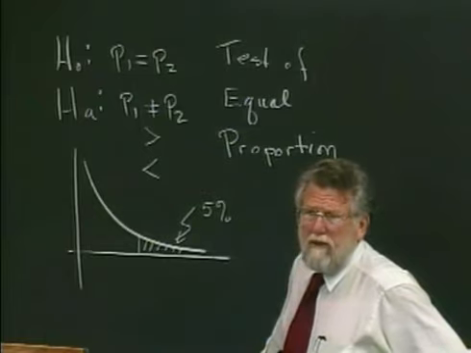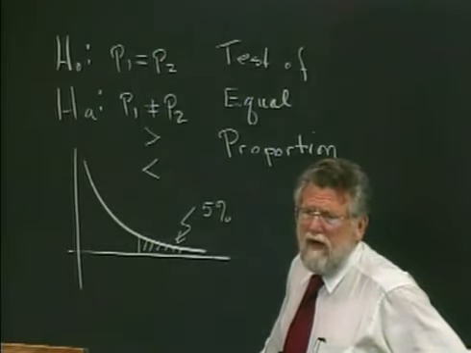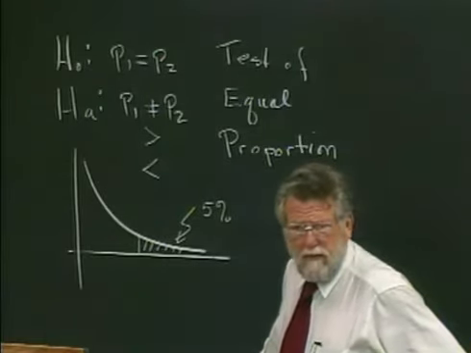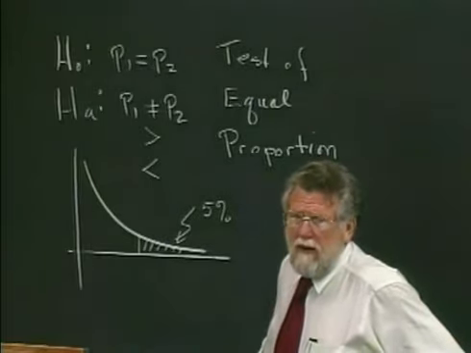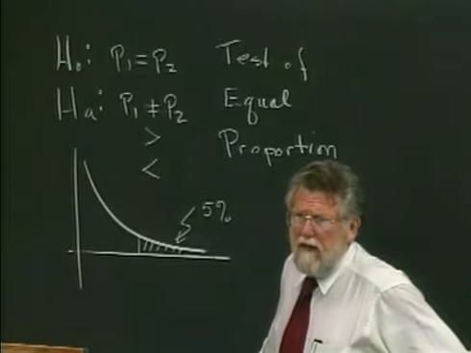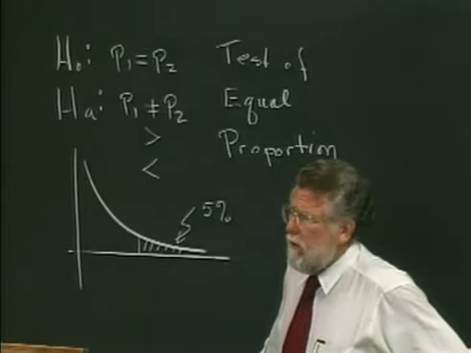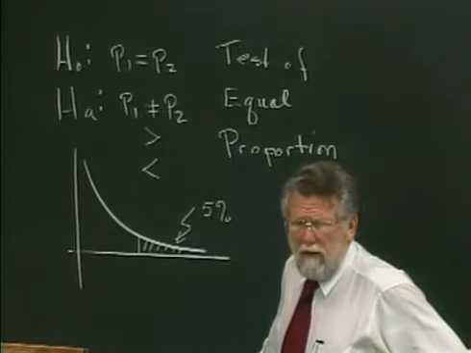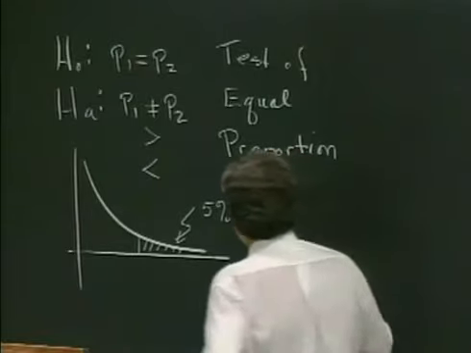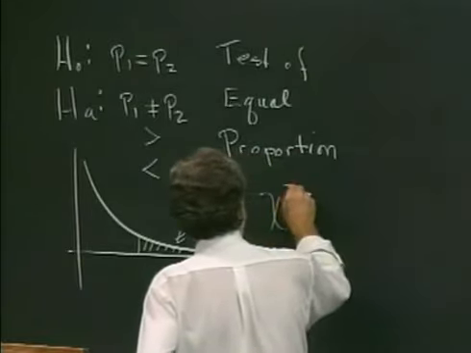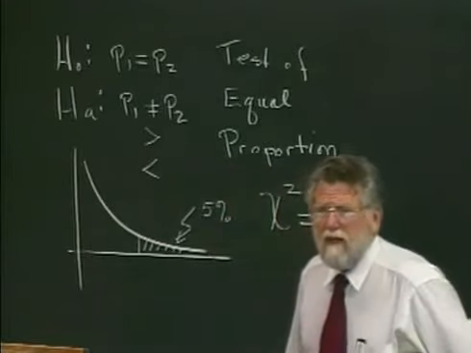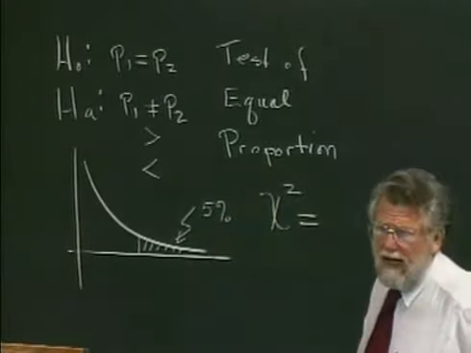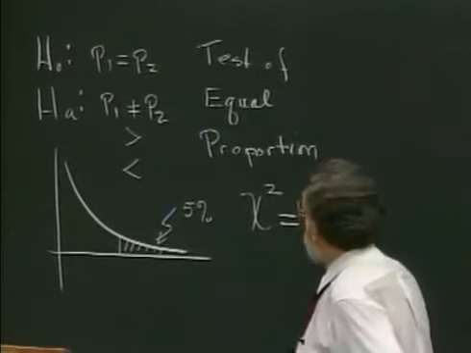Now, we sometimes refer to this as a test of heterogeneity as opposed to homogeneity. I think it's probably easier just to think of it as a test of equal proportions. However, this test statistic, and let me just write it out again. Now, we write a Greek symbol. It's spelled C-H-I, but it's pronounced chi, like a kite.